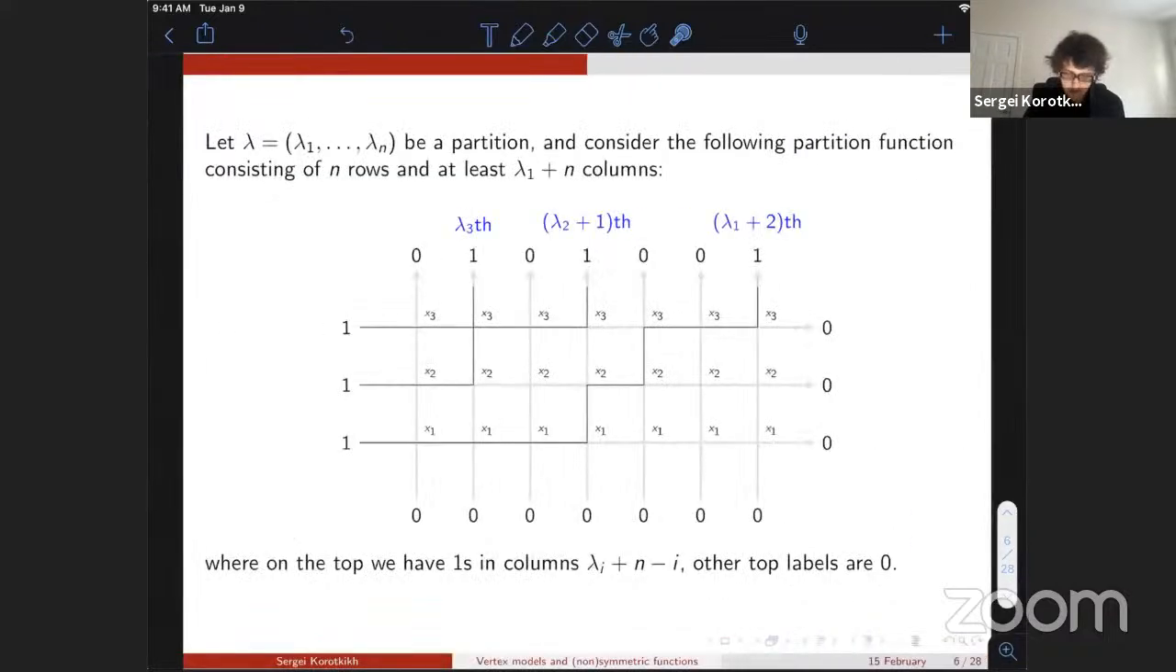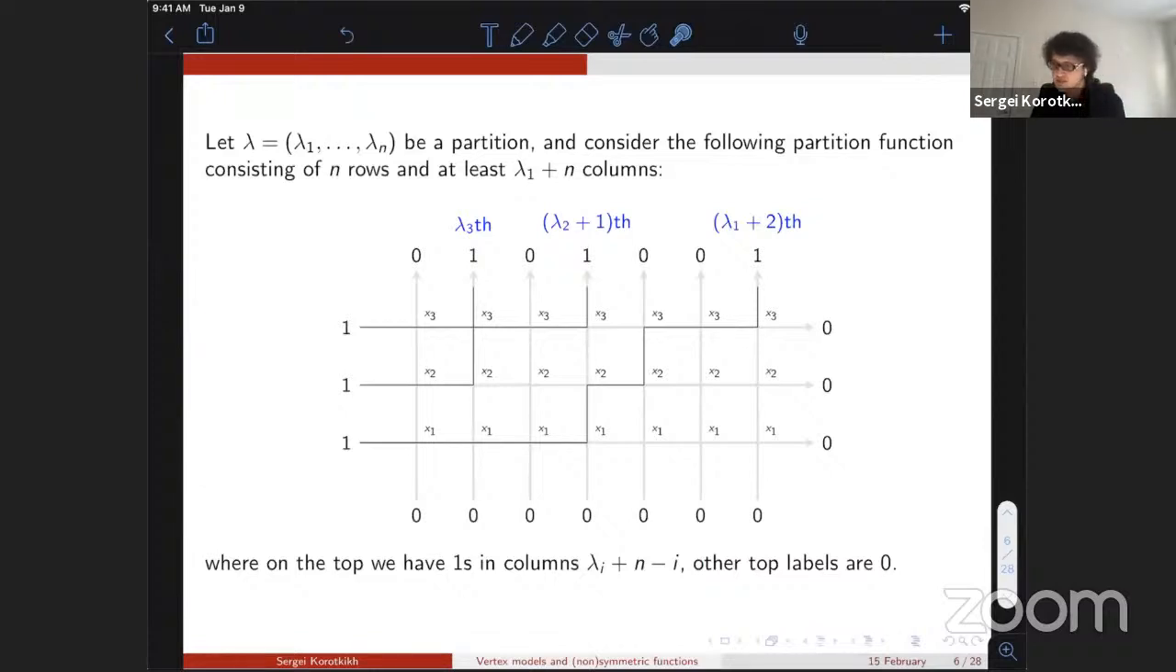So basically, let's consider the following partition function. I have a rectangle consisting of n horizontal lines and some number of columns, where I have fixed some partition lambda of length n. I define my boundary condition in a certain way, so that on the bottom I have zero labels, as well as on the right edge. From the left, I have all boundary conditions set to ones, and on the top, my boundary condition encodes the partition I have fixed in the beginning. Namely, I will have ones only at positions lambda_i plus n minus i, and all other labels on top will be zero.